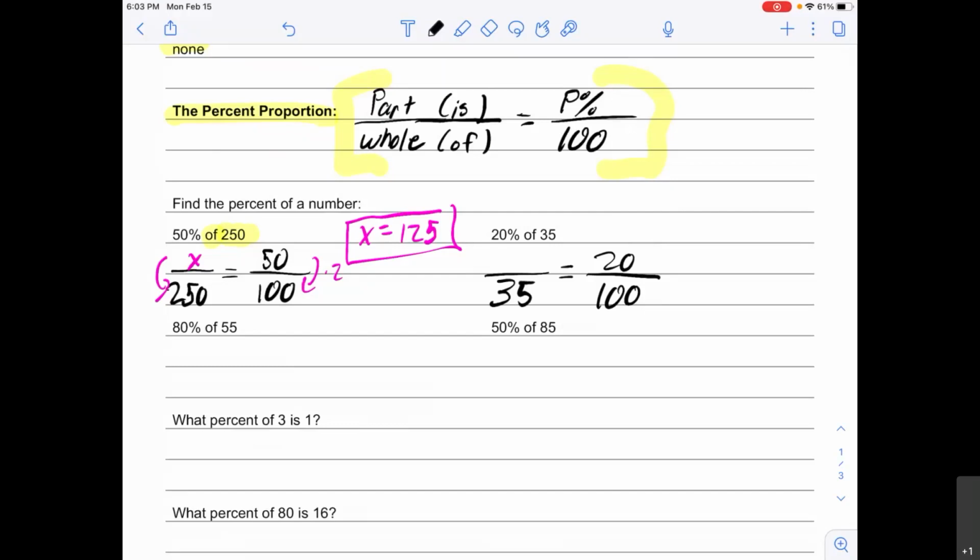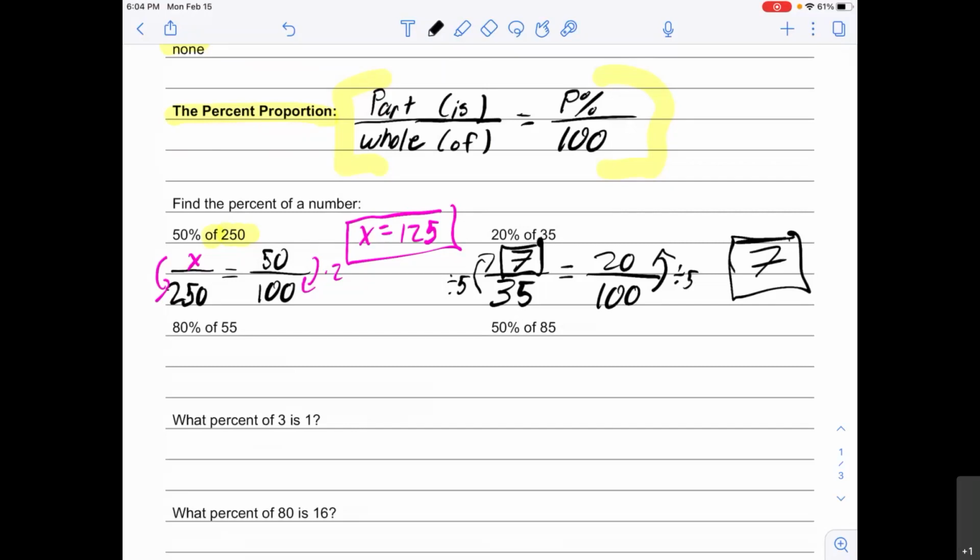Again, looking for a nice relationship. I see a relationship here. 100 divided by 5 is 20. So I can do 35 divided by 5, and I get the answer of 7. 7 is my answer. 7 is 20% of 35. It's really important when we're setting up a proportion, you don't have to do any shortening at the end. You don't have to simplify. You don't have to do any of that. Your answer isn't 7 over 35. Your answer is just this 7.